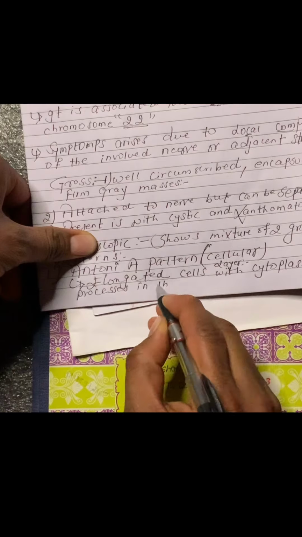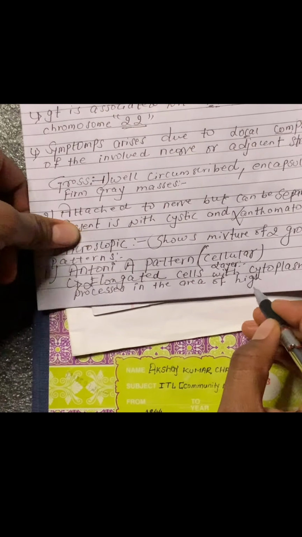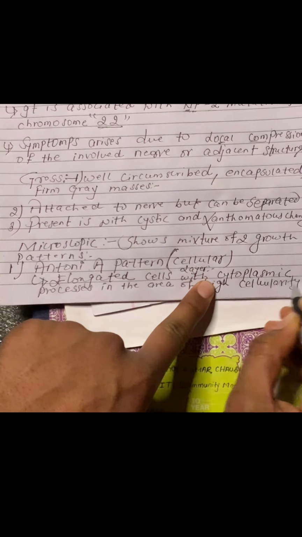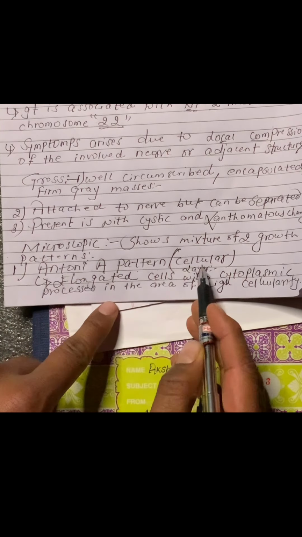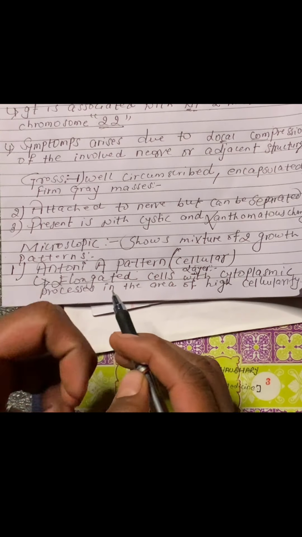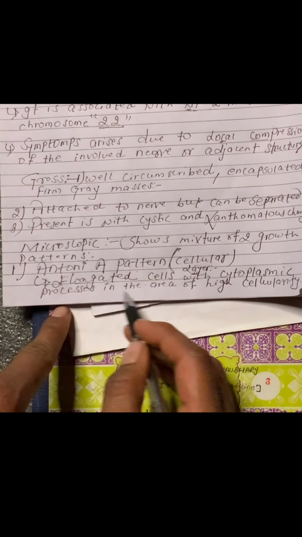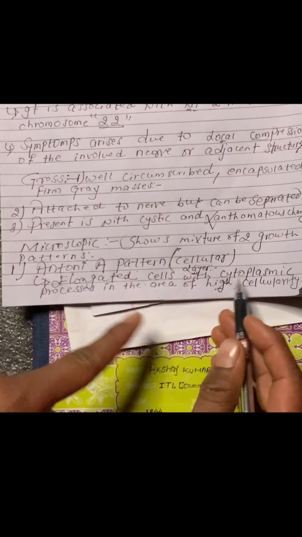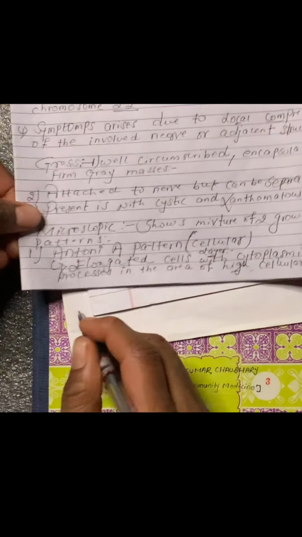In the area of high cellularity. So in an Antoni A pattern, the cellular growth pattern, this layer is composed of numerous elongated cells with cytoplasmic processes in an area of high cellularity. And these cytoplasmic processes are something called Verocay bodies. Very high yield point.